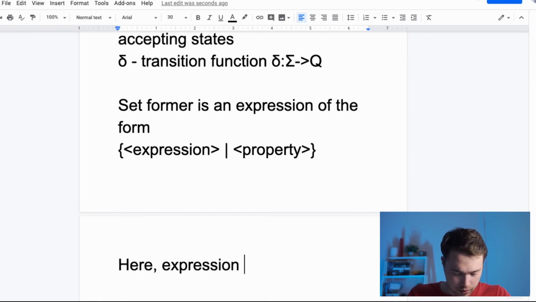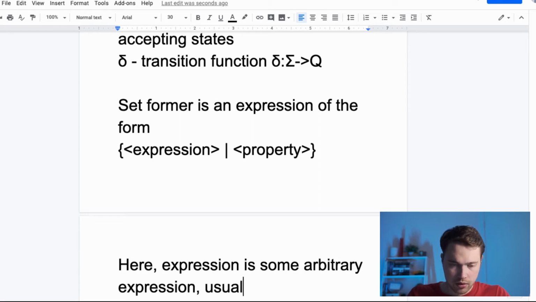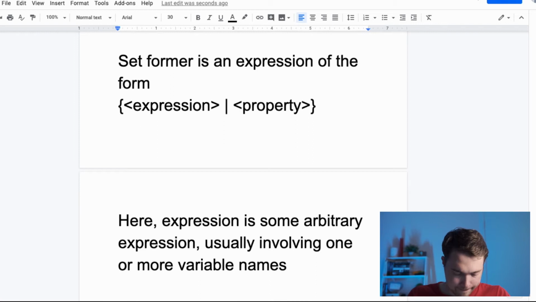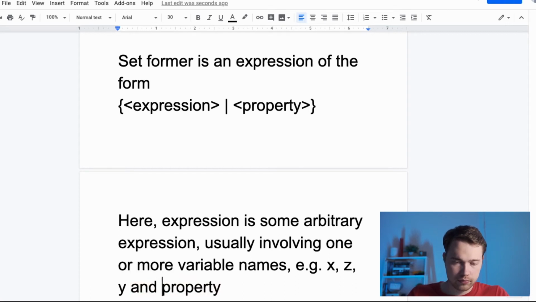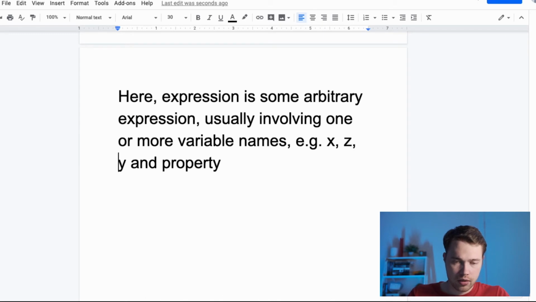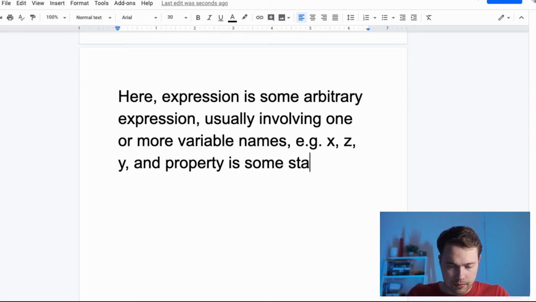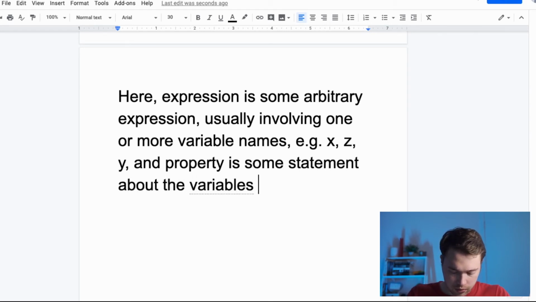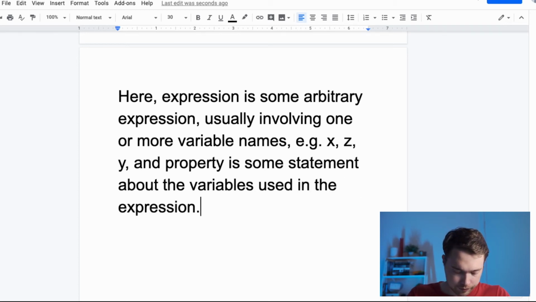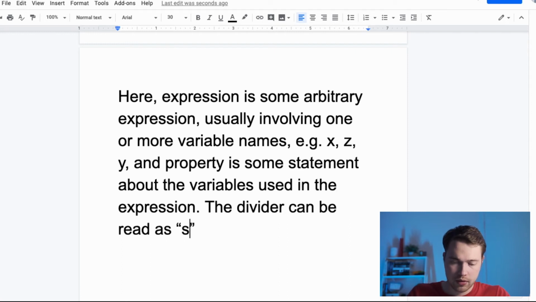Here, expression is some arbitrary expression, usually involving one or more variable names. Example gratia, x, y, z. And property is some statement about the variables used in the expression. The divider can be read as such as, or such that, sorry, such that.